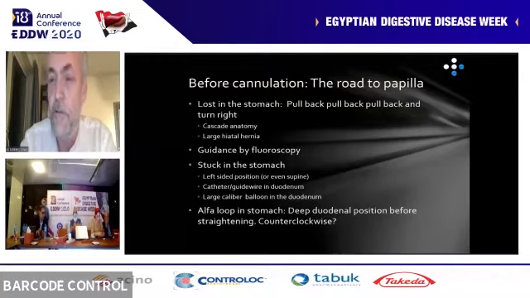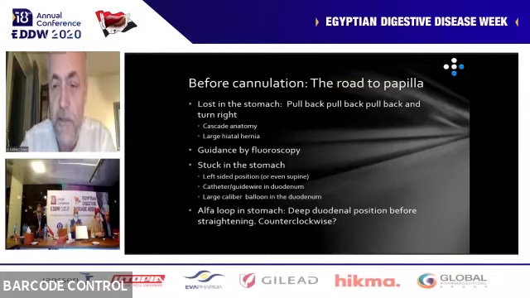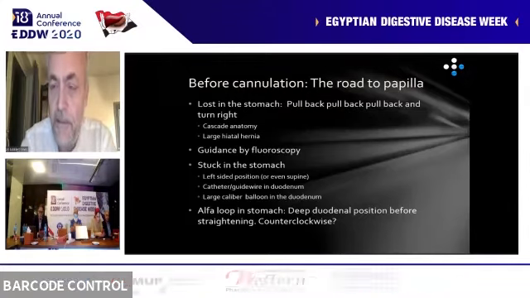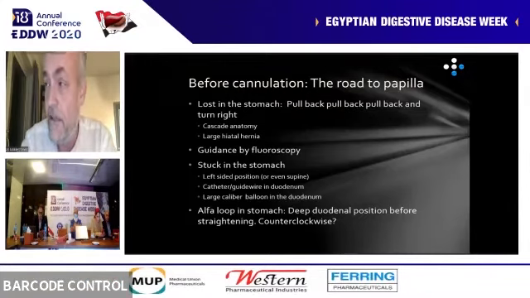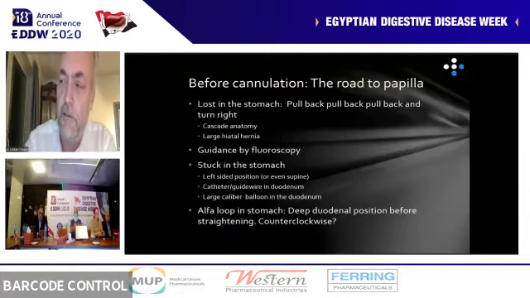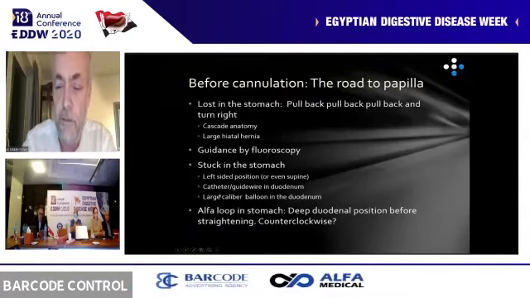And then eventually, if you push a lot of scope, then get to the duodenum, but think that something is not right there, then chances are you have an alpha loop in the stomach, so looping around the fundus into the pylorus. In that case, you need to push on until you get towards the ligament of Treitz, and then carefully straighten with fluoroscopic guidance, and usually rotation then will be counterclockwise, which is obviously opposite of what you usually do to get into your short scope position.